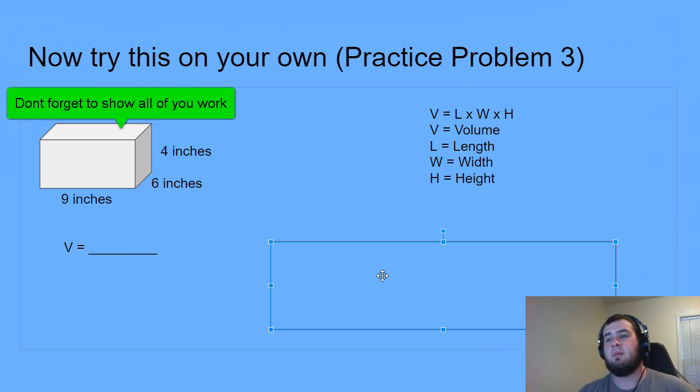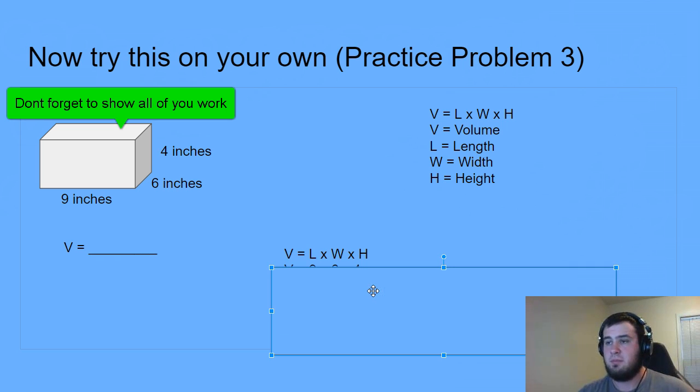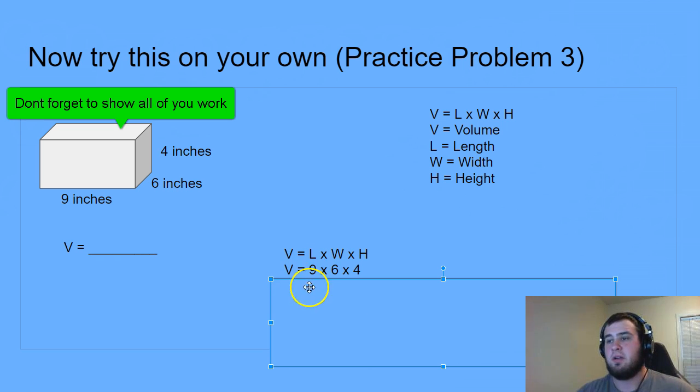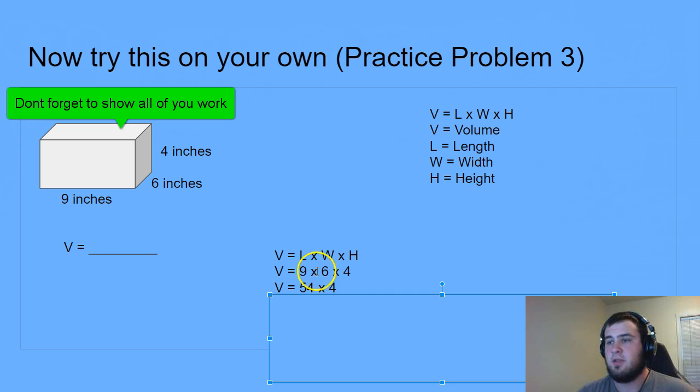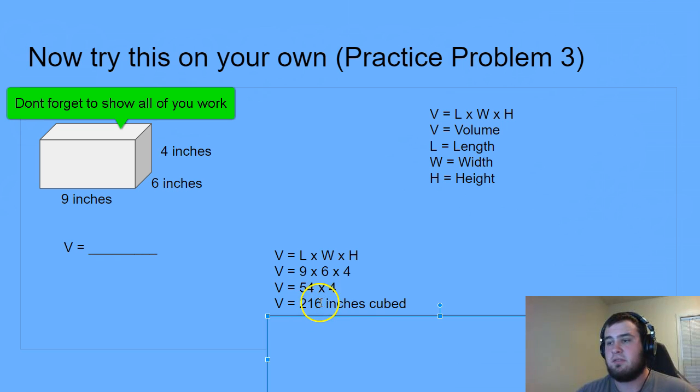Okay, now that you've had some time to work this out, let's work through this together and see if you did all the right steps and came to the right answer. So our volume equals length times width times height. And we plug in those numbers. So again, length is 9, width is 6, and the height is 4. So we multiply the first two numbers together, and we get 9 times 6 is 54. Then we still have to multiply that by the height. So 54 times 4 is 216.